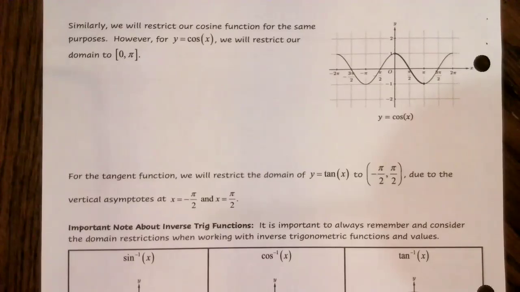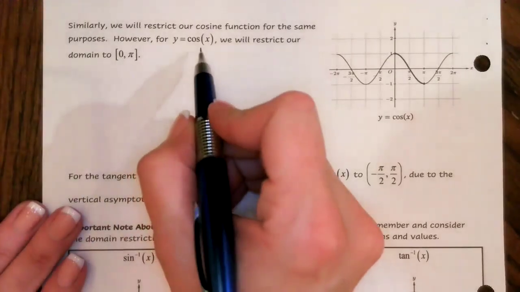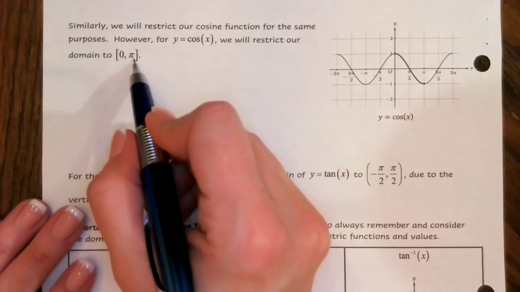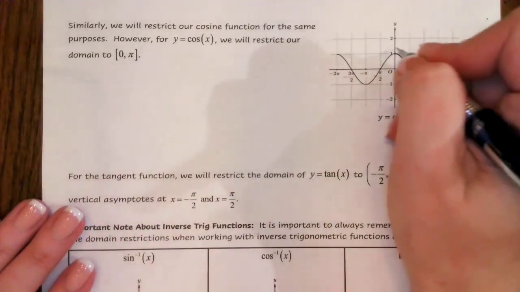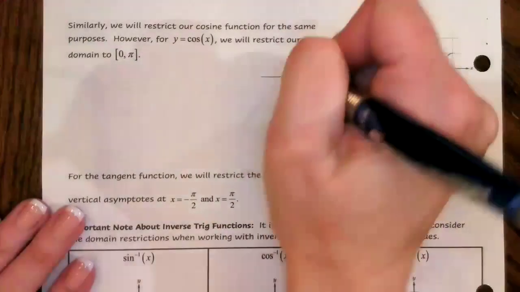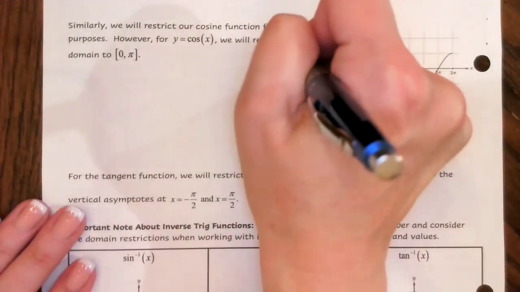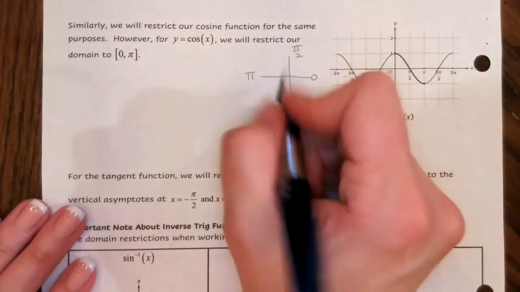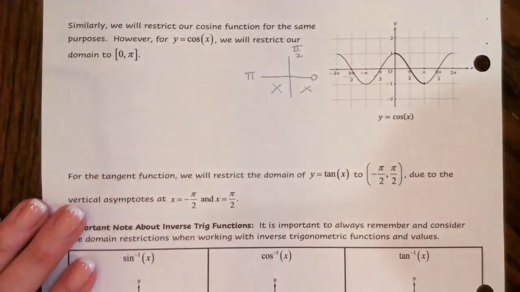Again, here on our notes, we're going to go ahead and state that the graph of cosine of x will be restricted to 0 to pi to make it a 1 to 1 function. So we're looking at these values here. If we looked at that on the unit circle, 0, pi over 2, and pi, we're talking about this first and second quadrant. We would do nothing with the third and fourth.